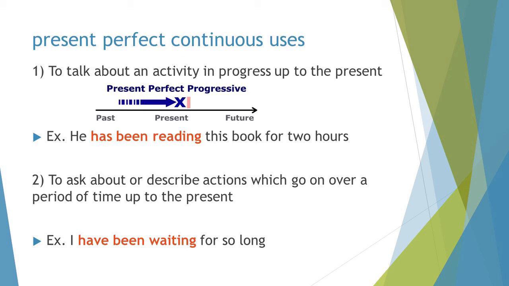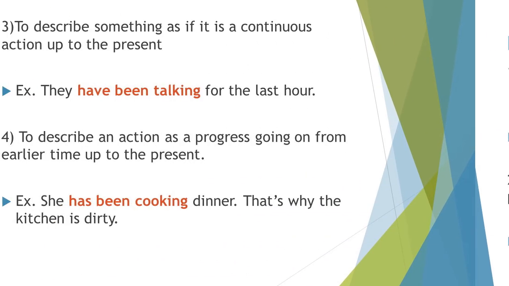The first use is to talk about an activity in progress up to the present. For example, he has been reading this book for 2 hours. He started reading this book 2 hours ago, but he has not finished it yet. We also use it to ask about or describe actions which go on over a period of time up to the present. I have been waiting for so long.